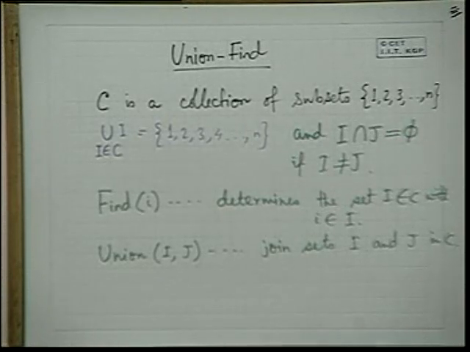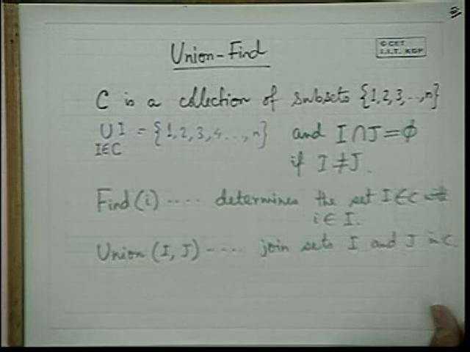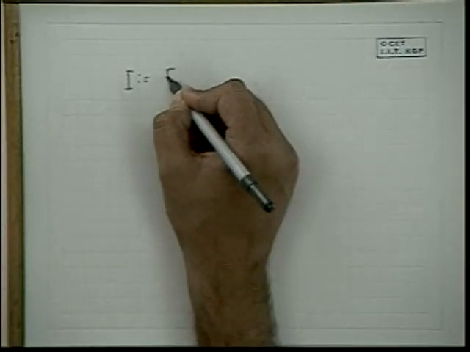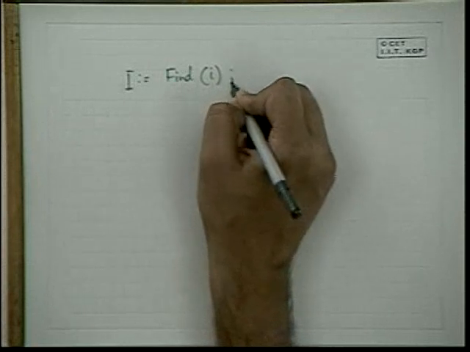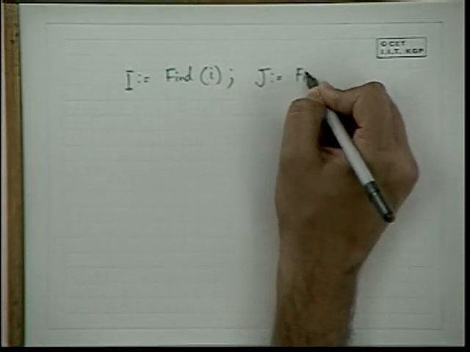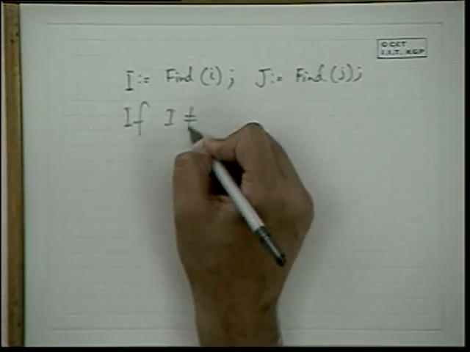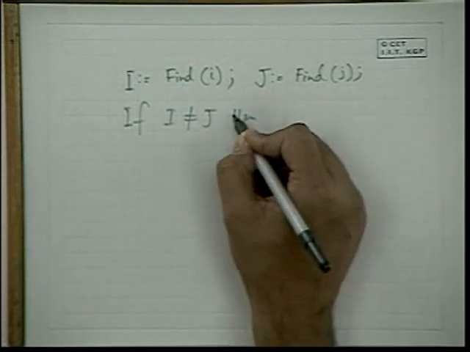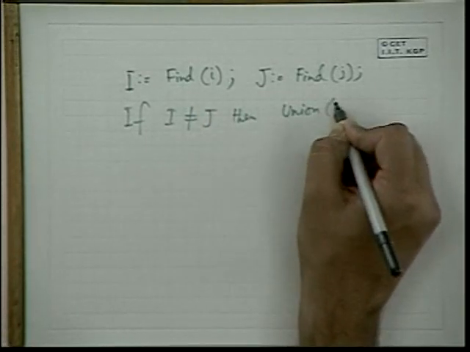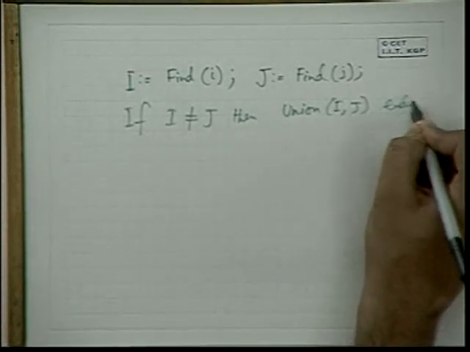Now, what do we mean by the name of a set? Let us be a little bit specific about it. As you have already seen in Kruskal's algorithm, in most of the applications these two operations, find and union, appear like this. I equal to find i, then j equal to another find j. Then the typical operation is, if I not equal to J, then we try to union I and J. So this is the typical application.